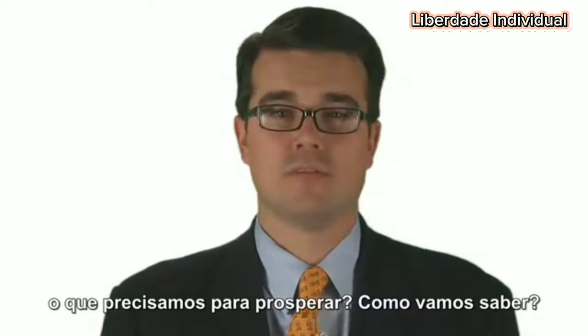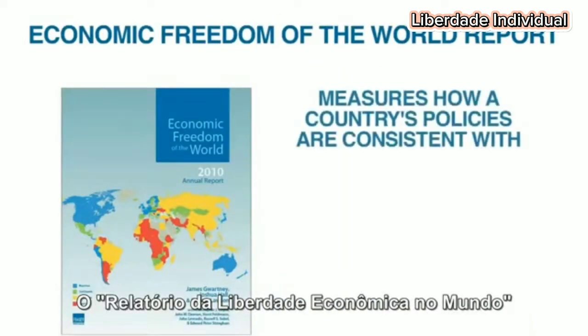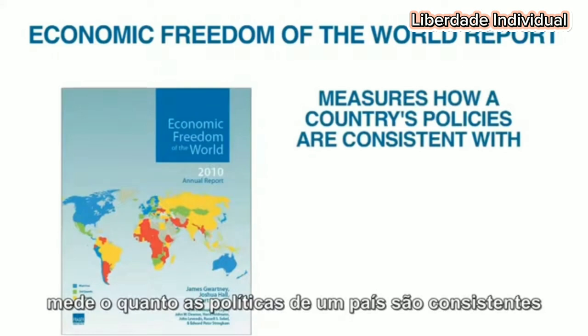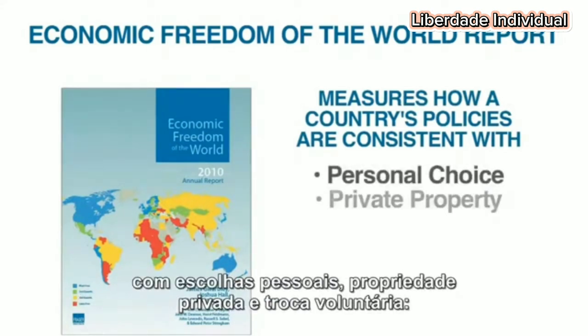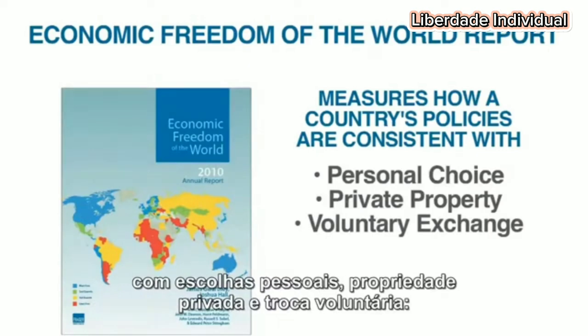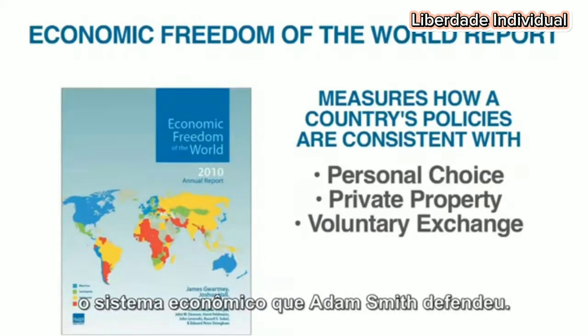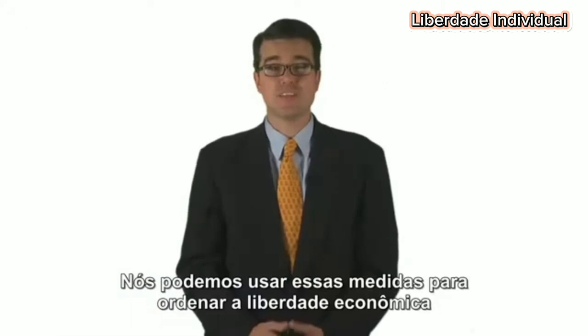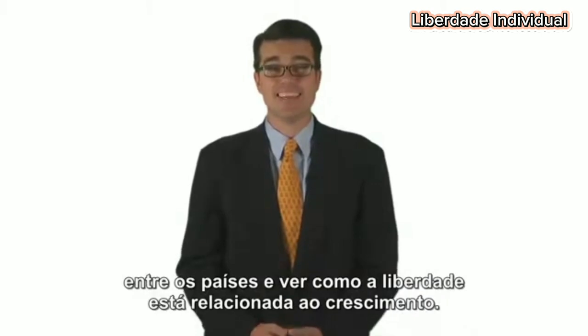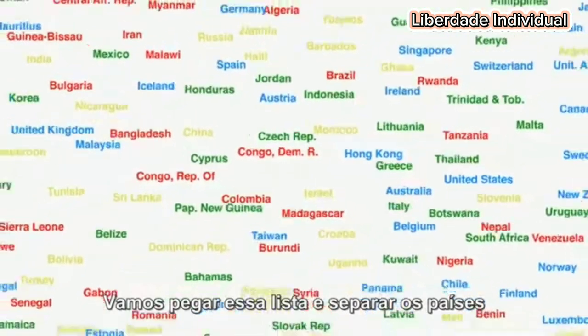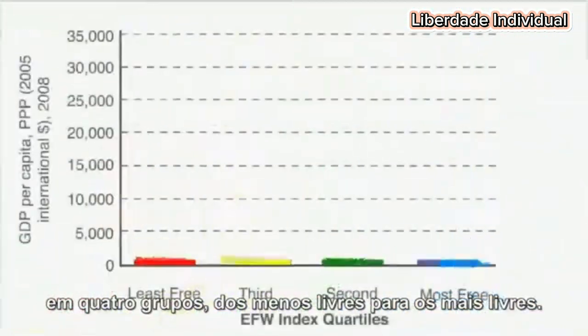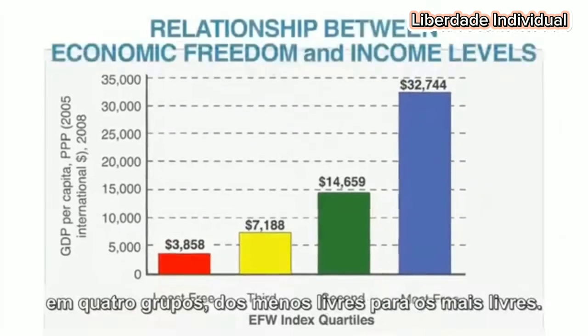How would we know? The Economic Freedom of the World Report measures how a country's policies are consistent with personal choice, private property, and voluntary exchange, the economic system that Adam Smith advocated. We can use these measures to rank a country's economic freedom and then see how freedom is related to growth. Let's take these rankings and separate the countries into 4 groups, from the least free to the most free.